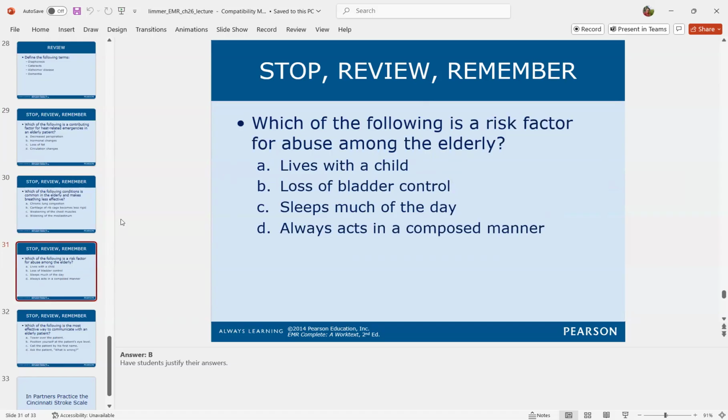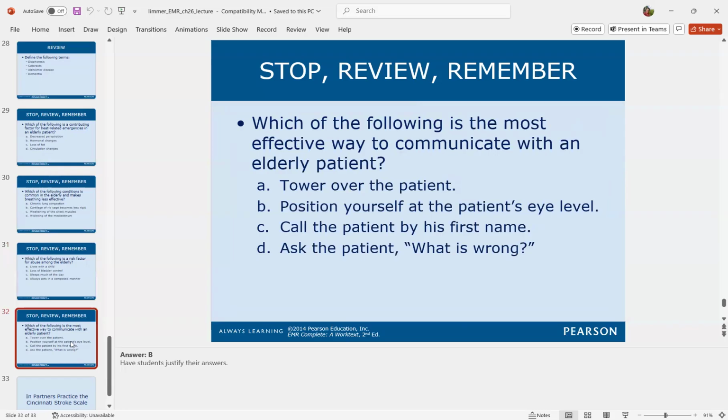Which of the following is a risk factor for abuse among the elderly? This one I didn't really talk a lot about, but loss of bladder control. If you're in a nursing home, especially, and your Depends aren't being changed, that's going to lead to other issues as well. So that can be part of the abuse cycle. Which of the following is the most effective way to communicate with an elderly patient? Yell at them, right? What's wrong? Tower over them. No, position yourself at eye level so they can read your lips or look at you in the face.